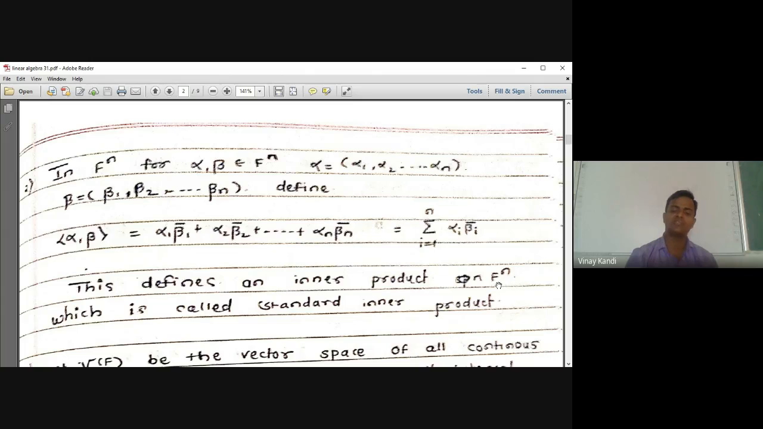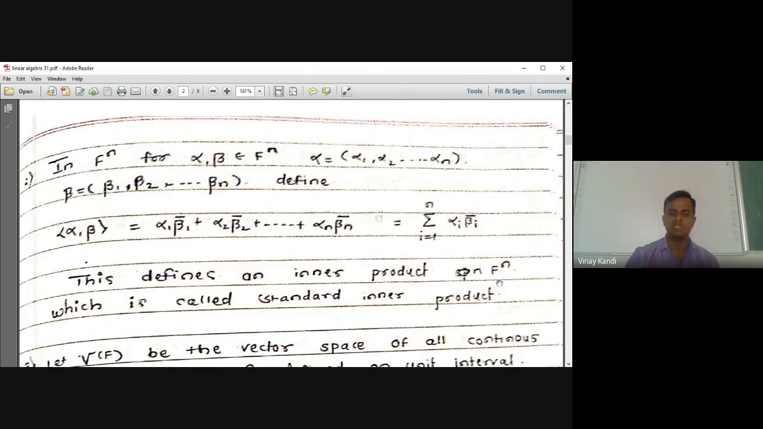If you take F equal to R, then every number is a real number. So beta i bar is equal to beta i, because in the set of real numbers, a bar is equal to a. There is no imaginary part in the set of real numbers. Hence, in the previous example, we took F equal to R, so the space is Rn.